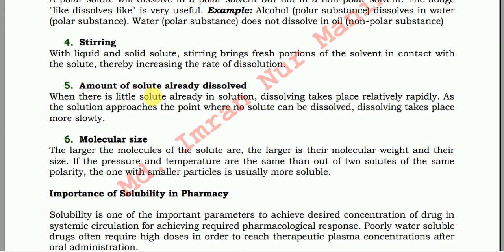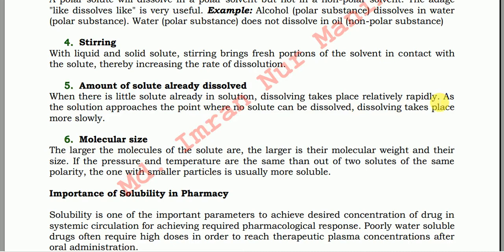That is why, if you have chosen a solution which is already saturated with the solute, then you will not be able to dissolve any amount of solute. So you have to take a fresh solvent, or otherwise you have to take a dilute solution, so that you can dissolve the solute. So when there is a little solute already in the solution, dissolving takes place relatively rapidly. That means when you have taken a fresh solvent or dilute solution, then you can dissolve the solute at a rapid rate.